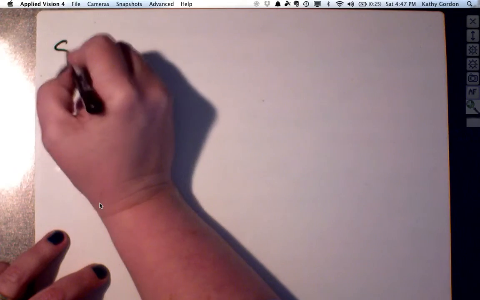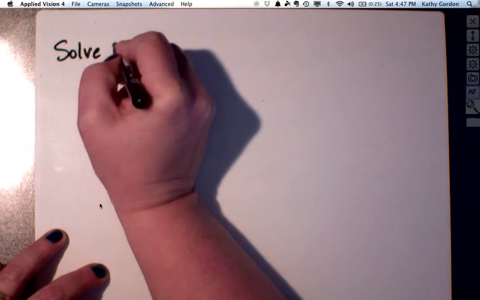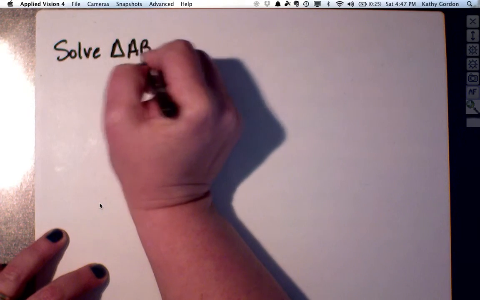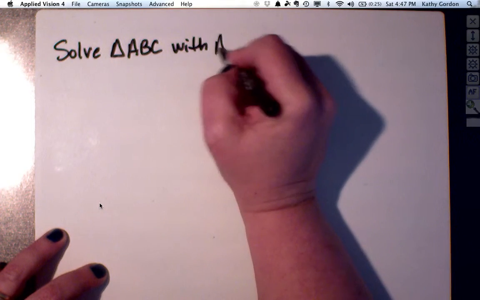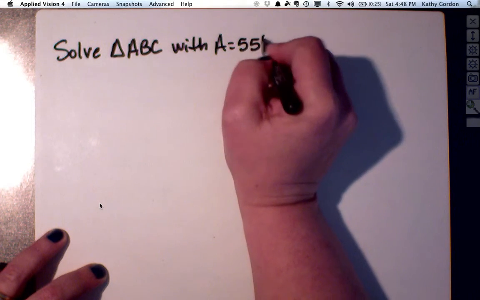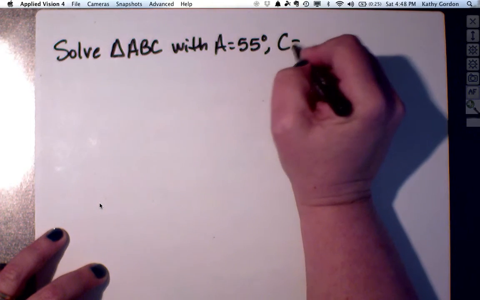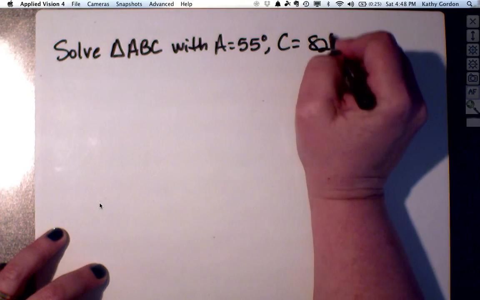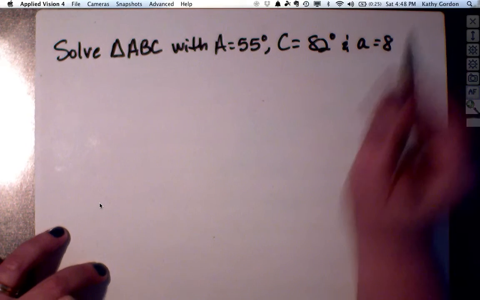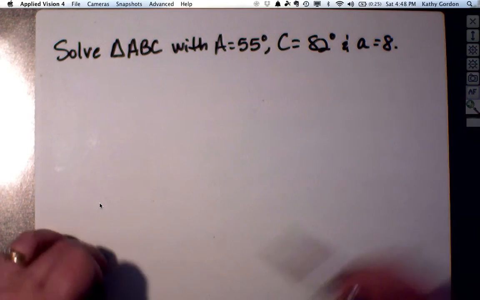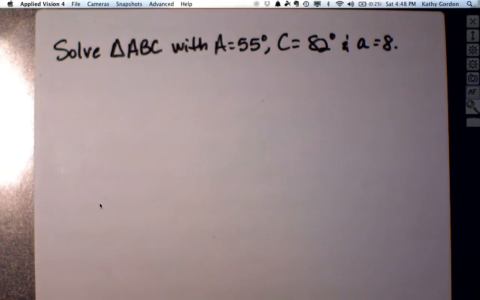All right, so let's solve triangle ABC with the following measurements. Angle A is going to be 55 degrees. Angle C is going to equal 82 degrees. And side A will be 8. Take a moment and pause the video if you need to. Solve the triangle with these measurements, and then come back to check your answer.